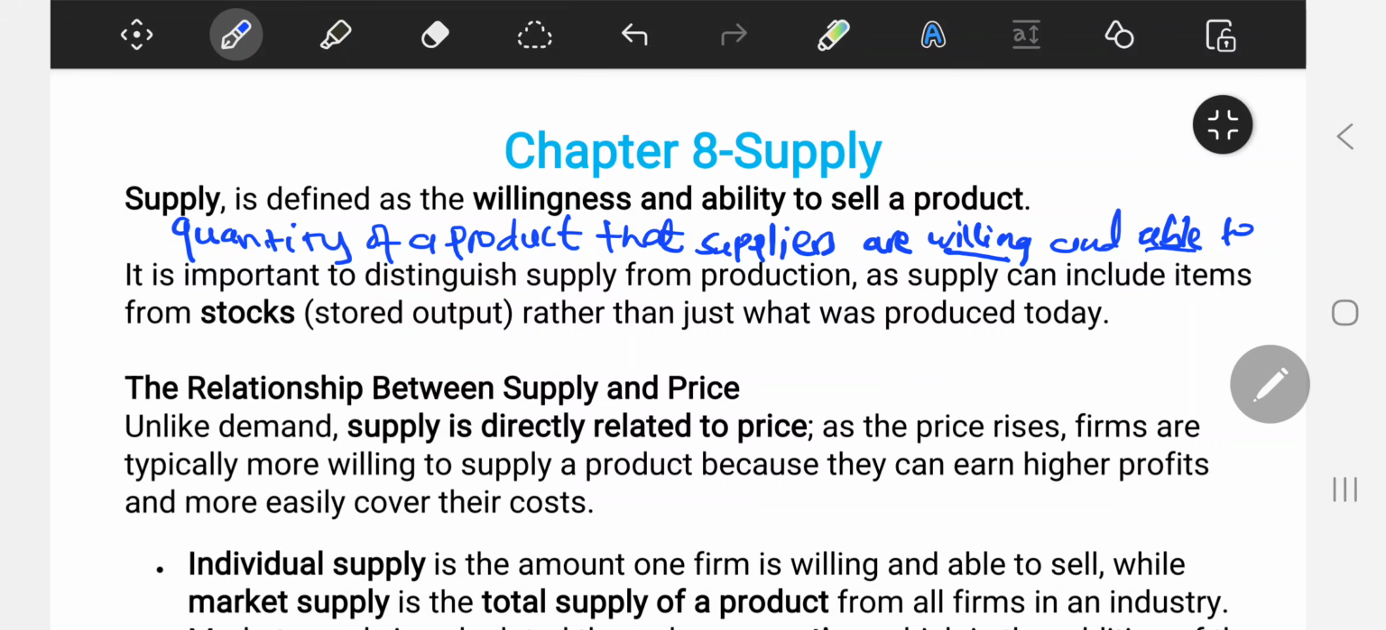Now, it's very important for you to know the difference between supply and production, because sometimes suppliers can bring what they have already stored, which is called stock, into the market, and sometimes they can store what they have produced. So sometimes they can bring what is already stocked, and sometimes they can store what is produced.